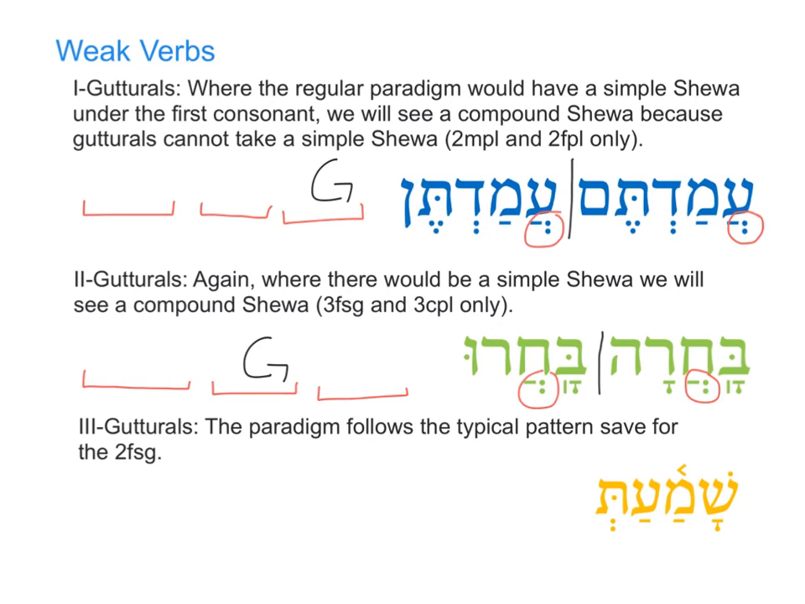And the same thing applies in this case here. Our strong paradigm verb for that was pakadu, with a vocal shiva here. But because of that 2 guttural, we see a change here to baharu. So those first 2, for 1 and 2 gutturals, are really saying the same thing. It's just reminding us of the fact that gutturals can't take a simple shiva.